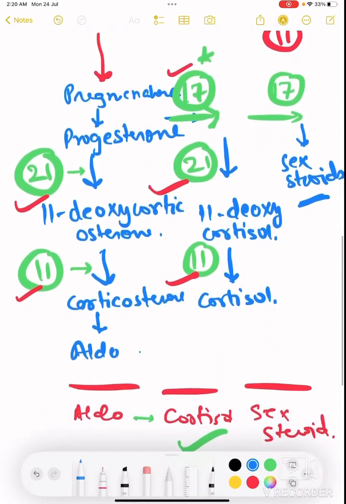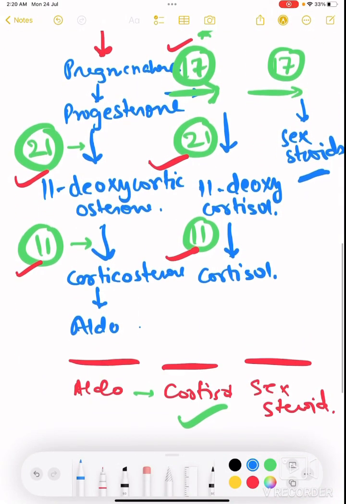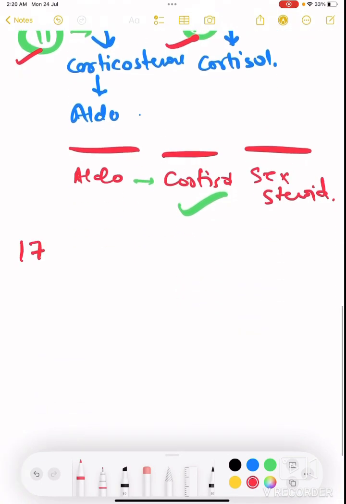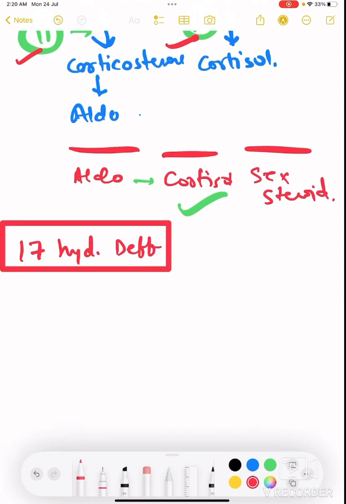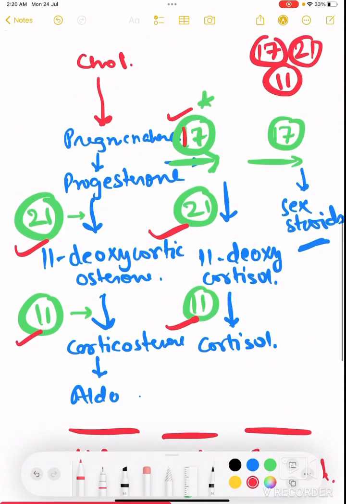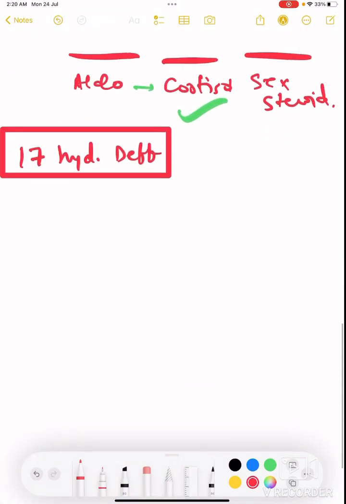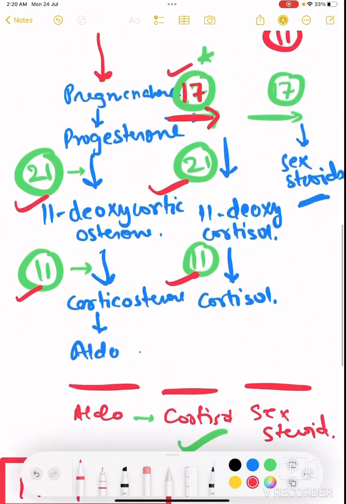Let me tell you what will happen. I'm giving a basic overview of this particular topic over here only. 17 hydroxylase deficiency. What will happen if there is 17 hydroxylase deficiency? If there is 17 hydroxylase deficiency, the deficiency is present over here, right? Then of course molecules will not be shunted from the aldosterone pathway to the cortisol pathway. Therefore, cortisol will decrease, right?